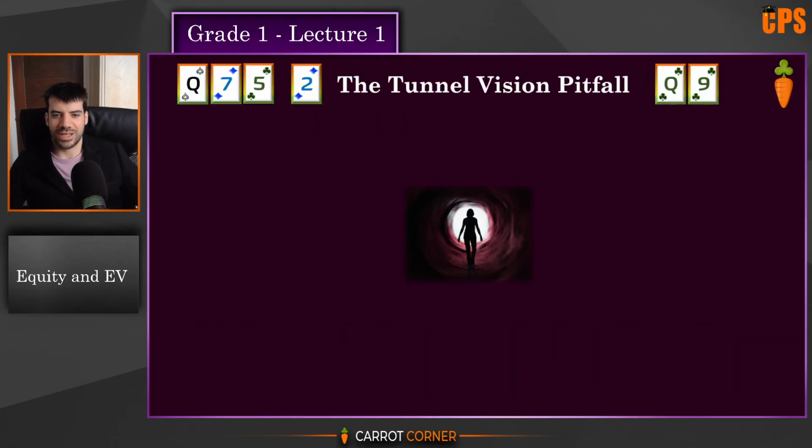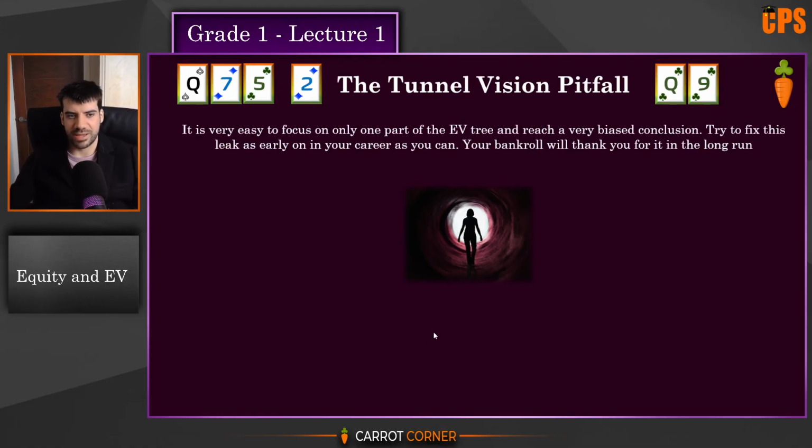So we have this thing called the tunnel vision pitfall. This is basically something that deserves to be mentioned right at the start of this course because it sinks the EV of many an aspiring player's thought process. And it works as follows. I've just written down here the flop, the turn, and our hand, just to remind you guys of the spot that we're looking at currently.